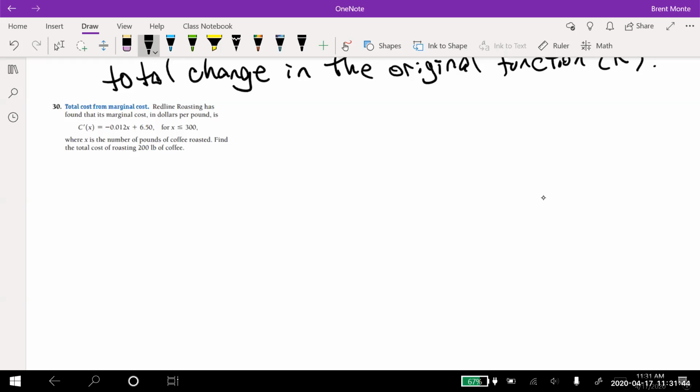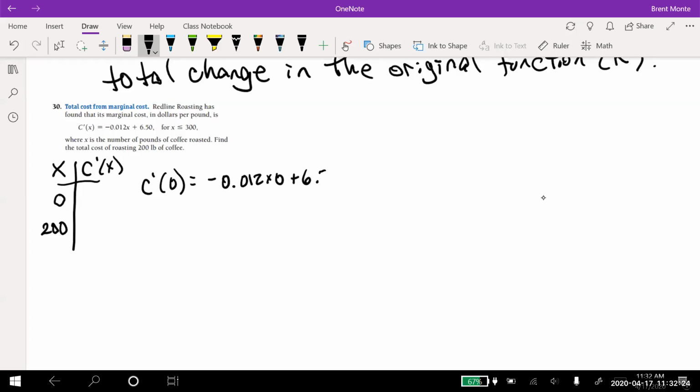So let's graph it out right here. I'm going to put in an X value for pounds of coffee, and then find what C prime of X is, just plugging this into my calculator. We just need 2 points. I'm trying to find the total cost to go from 0 to 200 pounds, so I'll pick 0 and 200 as my two X values. 0 is easy. When I plug in C prime of 0, I get 0.012 times 0 plus 650, which of course is just 650.